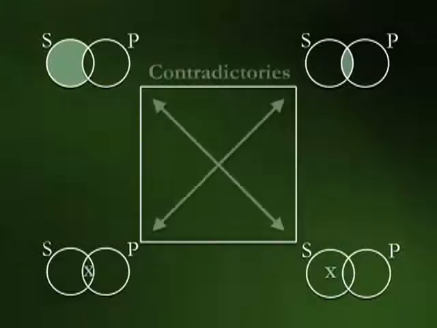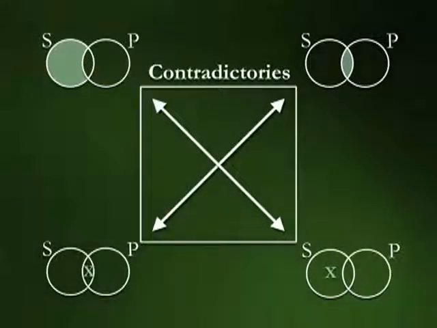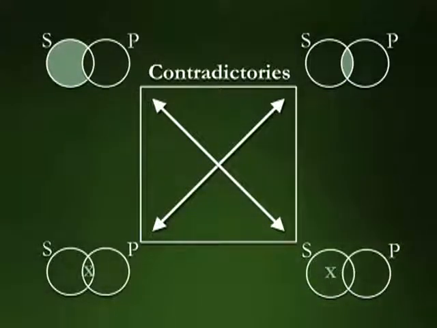Then the magic. Contradictories are on the diagonals. They can't both be true, and they can't both be false. If one's true, the other has to be false. If one's false, the other has to be true.